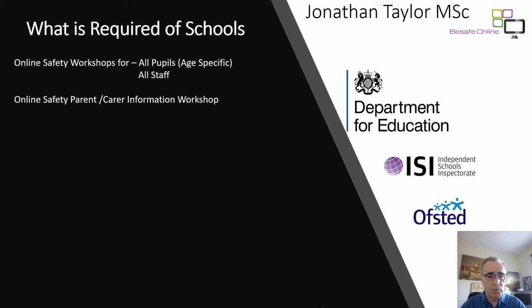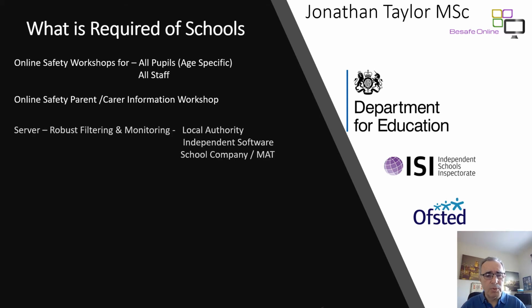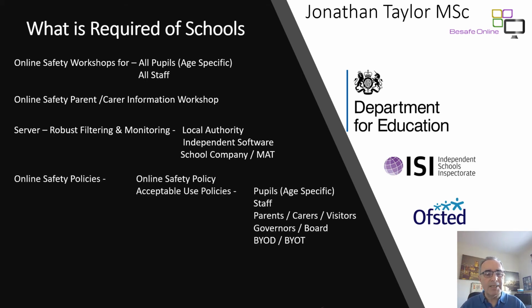It must include all staff, and of course there must be the offer or the creation of online safety parent and carer information workshops. So important. There must be robust filtering and monitoring, which can either be given by local authorities for some state schools or independent schools, or the school might want to purchase it themselves. Or if they're part of a multi-academy trust, then there might be one bit of software being used for a number of schools. As long as it's robust, that is what is required.